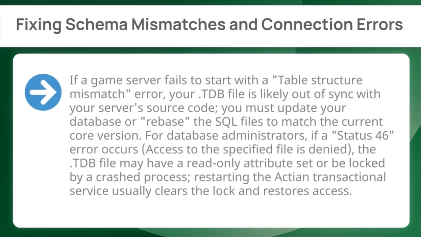Finally, fixing schema mismatches and connection errors. If a game server fails to start with a table structure mismatch error, your TDB file is likely out of sync with your server's source code. You must update your database or rebase the SQL files to match the current core version. For database administrators, if a status 46 error occurs, access to the specified file is denied. The TDB file may have a read-only attribute set or be locked by a crashed process. Restarting the Actian transactional service usually clears the lock and restores access.